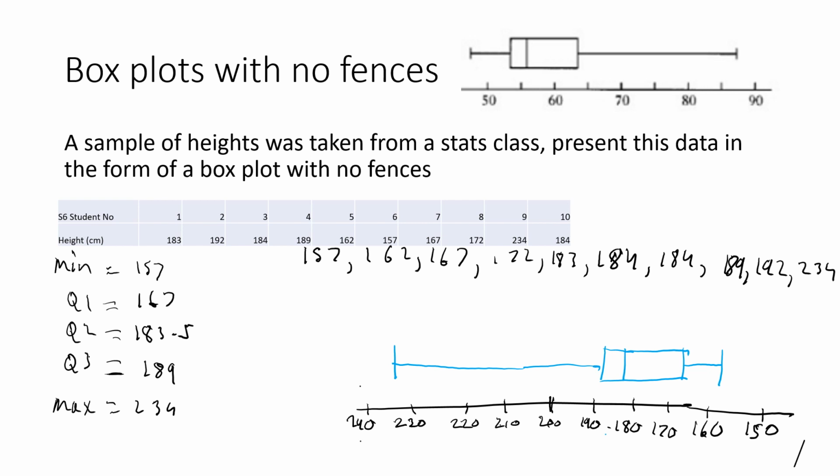So what does this mean? This means that 25% of the data is in this square, 25% of the data is in here, 25% of the data is somewhere around here, and 25% of the data is somewhere around here. And this also shows us the variance as well.